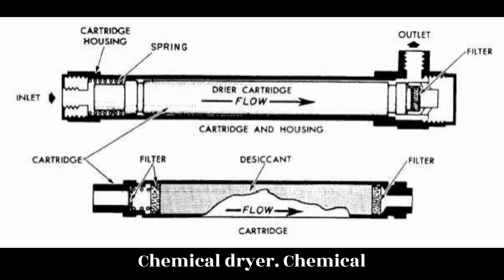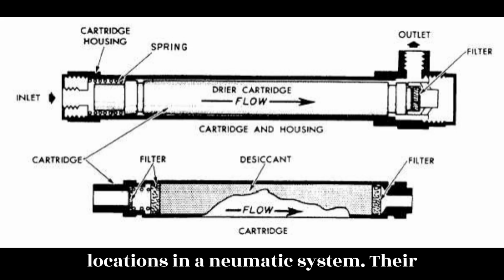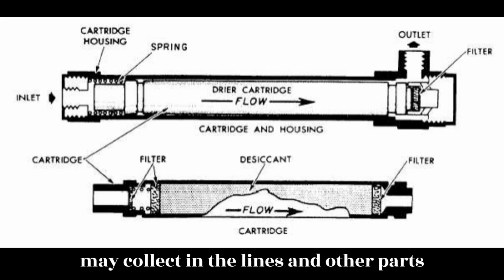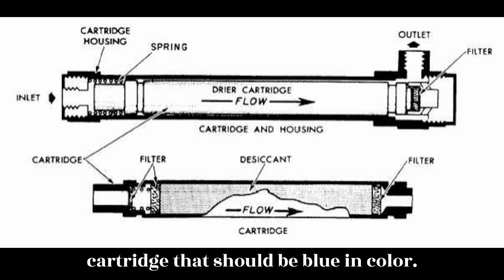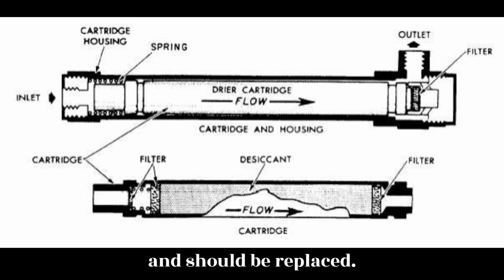Chemical dryer. Chemical dryers are incorporated at various locations in a pneumatic system. Their purpose is to absorb any moisture that may collect in the lines and other parts of the system. Each dryer contains a cartridge that should be blue in color. If otherwise noted, the cartridge is to be considered contaminated with moisture and should be replaced.